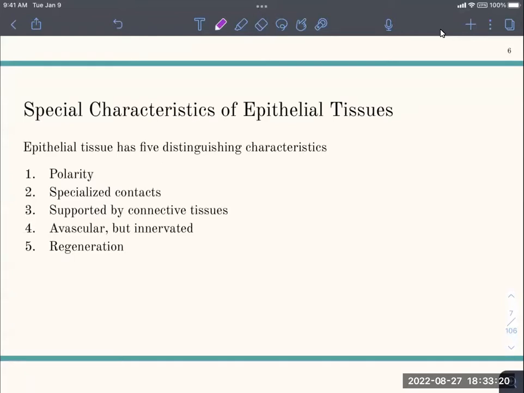They're avascular, so there's no blood supply going to the epithelium, but they're innervated, so they have nerves that go into the epithelium. They're what help you detect hot versus cold weather. They'll let you detect when somebody's touching your skin or some bug is right next to your skin. They also regenerate. All epithelial cells regenerate.